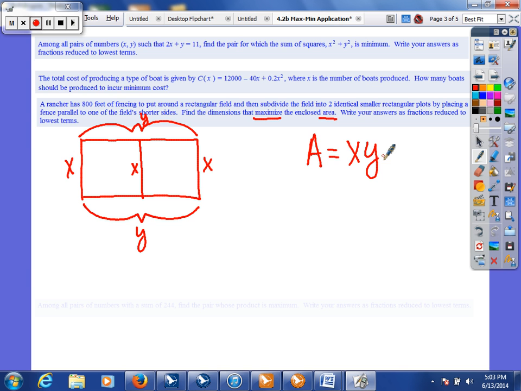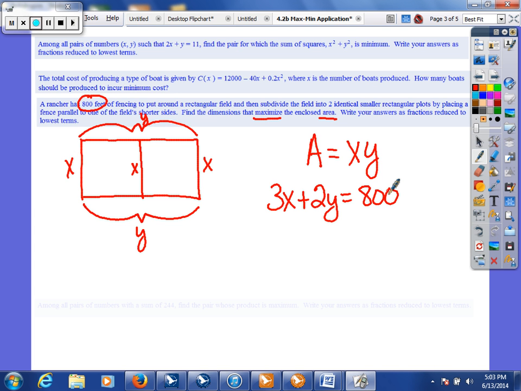Now, our secondary equation. Okay, what do you think? Well, notice he had 800 feet of fencing. That's something we know about. So he built this using 800 feet of fencing. In other words, if I added up all the sides, it'd be 800. Let's just do that. But in this case, instead of 2x, we have 3x plus 2y equals 800. Yay. That's called the secondary equation.